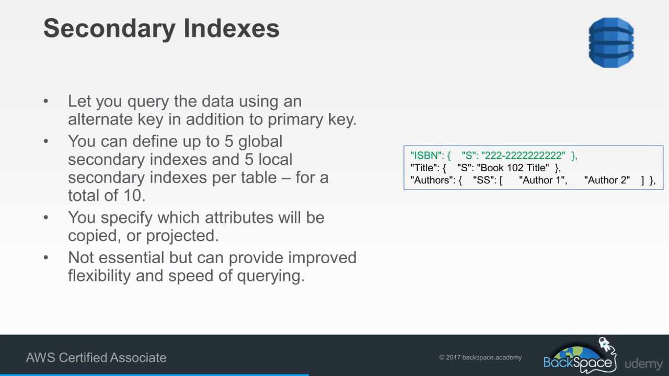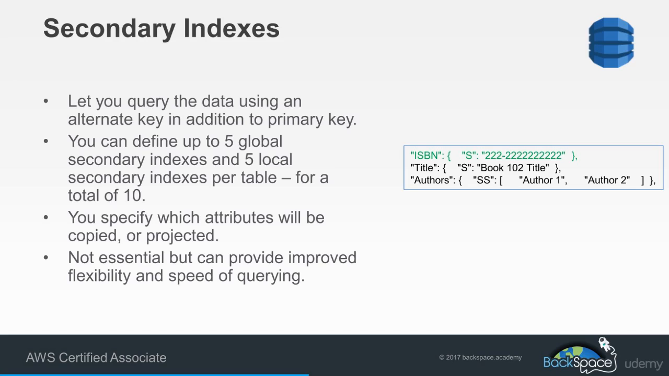We can also create secondary indexes. They let us query the data using an alternate key in addition to the primary key. So it can speed things up if we're looking for data, and we can search upon not just the primary key. Say, for example, we wanted to search not only on ISBN but on title and authors, we could set up a secondary index around that which would contain that information. So it would basically be a subset of that original database.